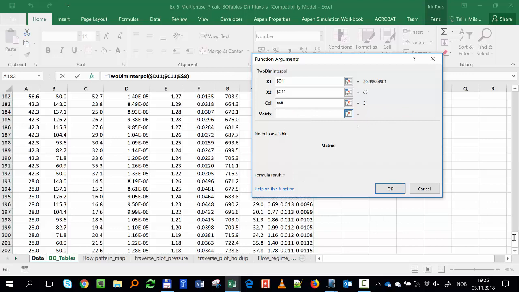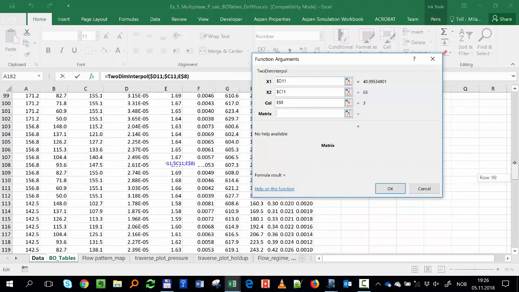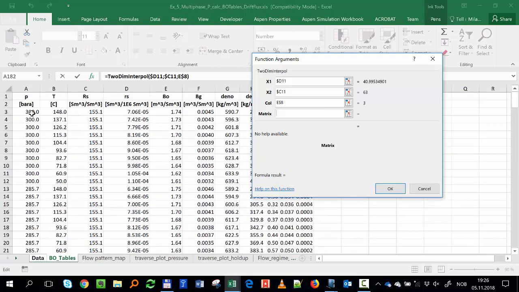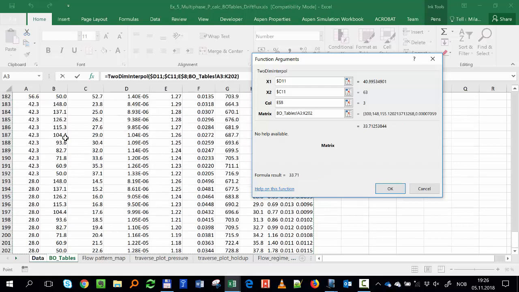Okay, you have to drag all the matrix. You can either select here and use the mouse. Control Shift to the right, Control Shift down, and that's the whole matrix. And block it with F4. And you see now the number gives me 33.71 RS. Okay, are you getting the same number? Yeah? Okay.